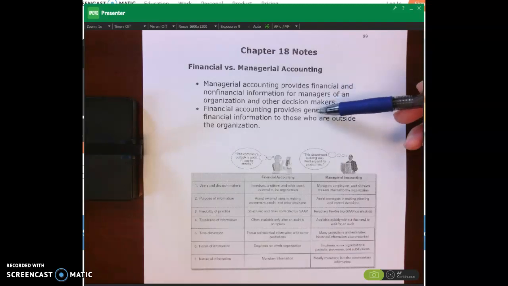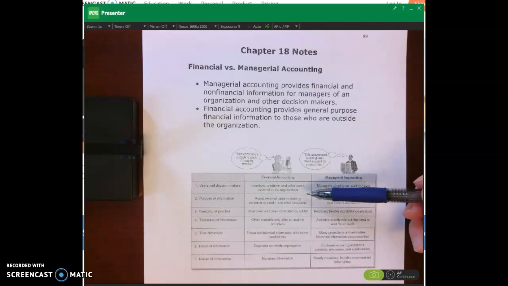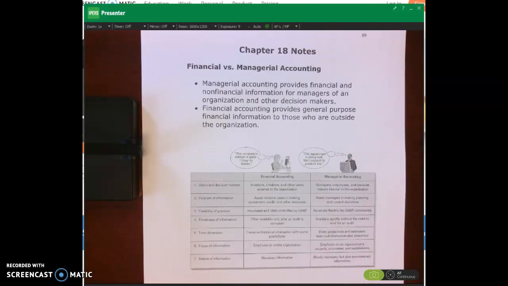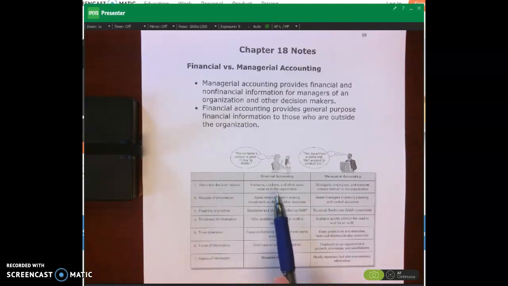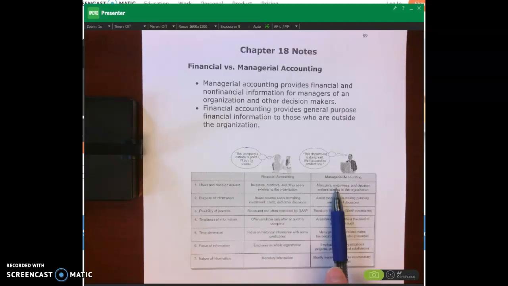Financial accounting, as I was just talking about, is focused on the generation of general purpose financial statements for external users. So this table does a nice job of comparing and contrasting financial and managerial accounting. So we talk about users and decision makers. Financial accounting, we're talking about external users, so investors, creditors, and regulators. Managerial accounting, we're talking about managers, employees within the organization, so internal to the organization.